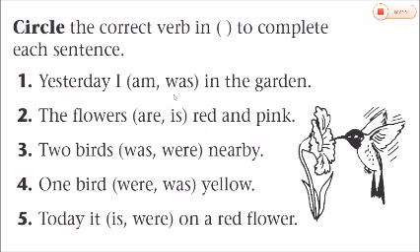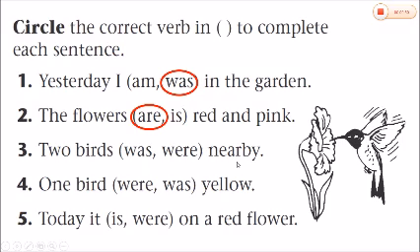Number one. Yesterday, I am or was in the garden? I was. Why didn't you take am? Because we have here yesterday. It means that the sentence is in the present or in the past? I think past. In the past. So in the past, I comes with was. Number two, the flowers are or is red and pink? Flowers. Is the subject here one or more than one? More than one. So, do we take are or is? Are. Excellent.